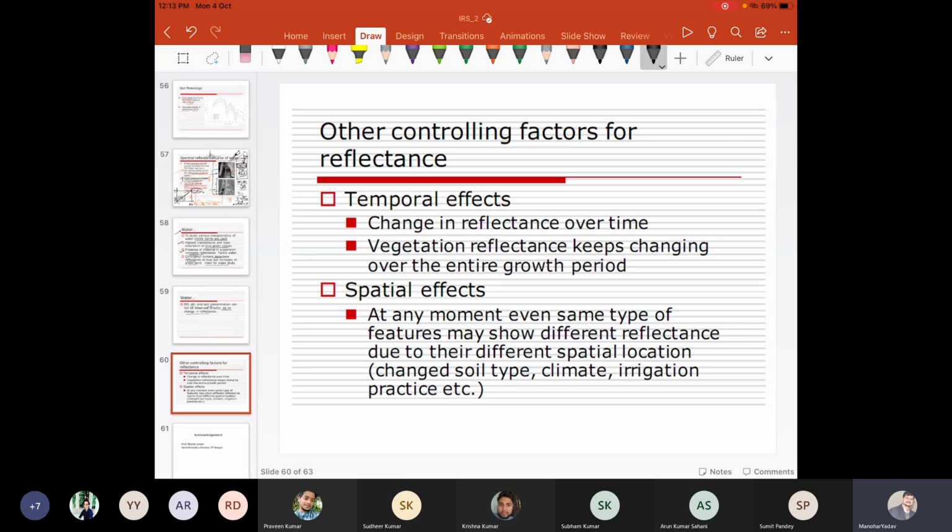So till now, we have analyzed the spectral signature of vegetation, water, and soil on the basis of the internal composition of these objects. Now, there are other factors which affect the reflectance. The first is temporal change: from the same material, same object, the change in reflectance over time.